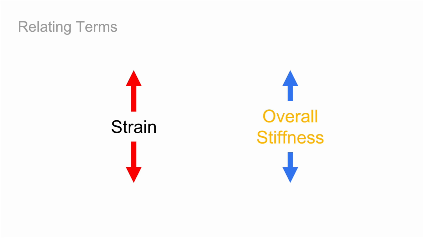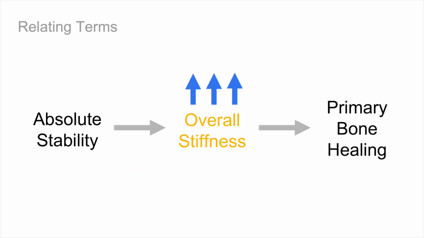While some of the language introduced in this model may be new, these concepts still relate to traditional terms. Strain is a property that defines the type of bone healing that occurs at the fracture site and is modulated by surgeons through modifying overall stiffness. Absolute stability is achieved at high rates of overall stiffness, which is a combination of both bony stiffness and fixation stiffness. High overall stiffness results in primary bone healing and no callus formation.